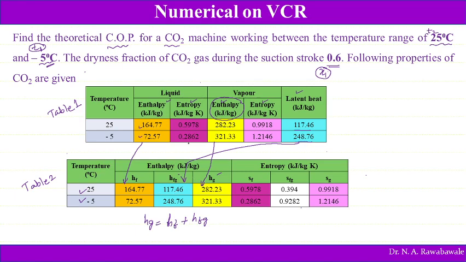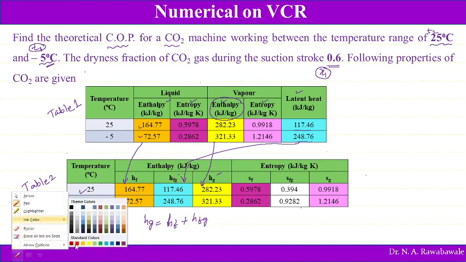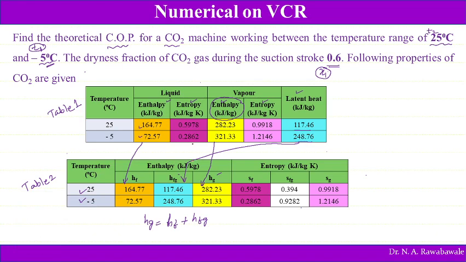Now Sf is given, the entropy of liquid is given. I will just change the color. Now this entropy of liquid is given: 0.5978 is given, and 0.2862 is given. So this is taken as it is here.